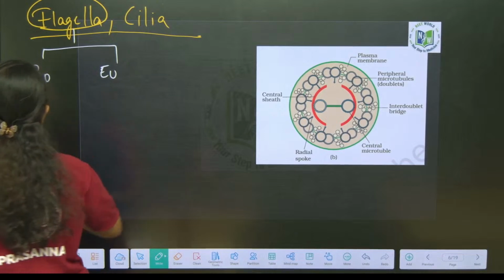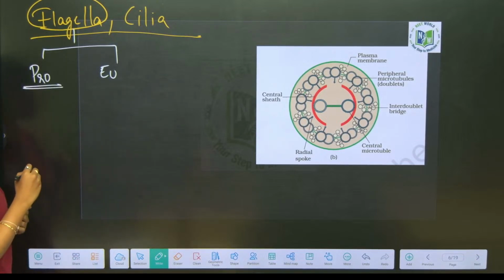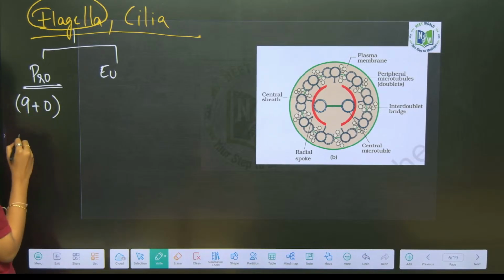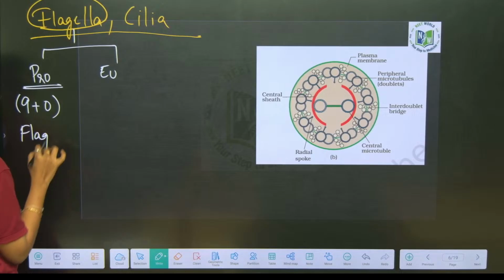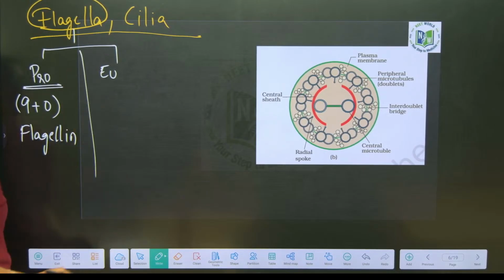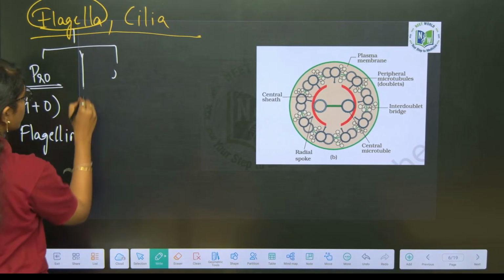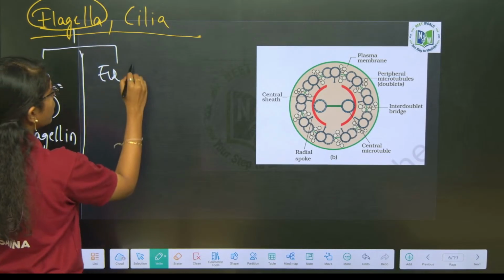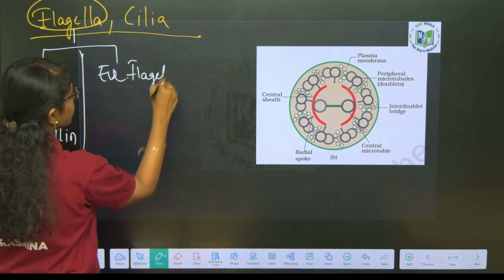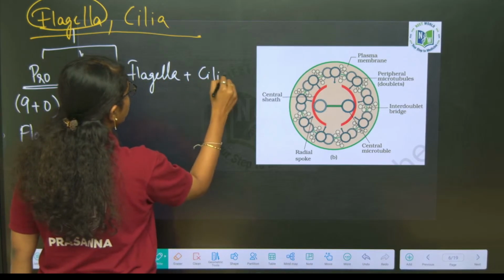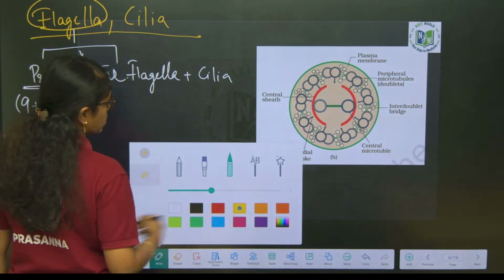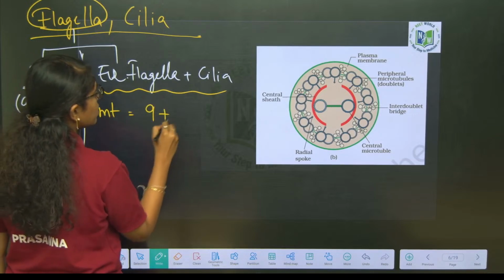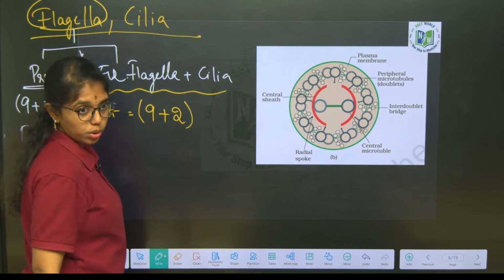So, in prokaryotic flagella, what type of microtubular arrangement is seen? 9+0 arrangement, and the protein present is flagellin. Fine. Whereas in eukaryotic flagella and cilia, the microtubular arrangement is 9+2. I will explain what is 9+2 arrangement now.